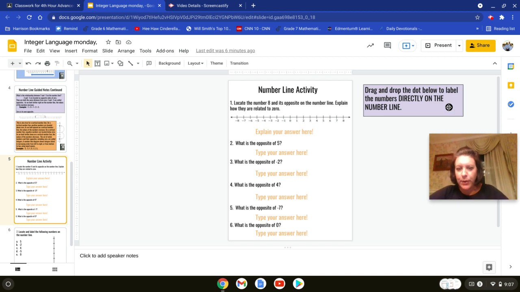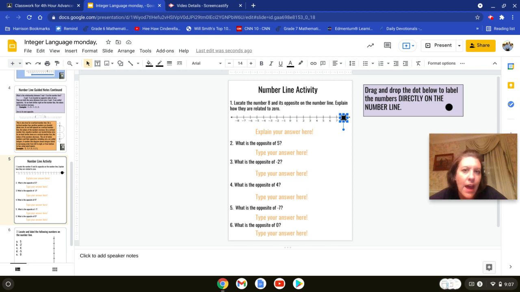So you're going to take this data point here and you're going to put it on the 8. Notice we're putting it on the line in class. That's exactly what we're doing. We're drawing these number lines and we're placing them on there. Now, what would be the opposite of 8 on a number line? -8, because it is 8 spaces to the left this time of 0. 8 and -8 are opposites.